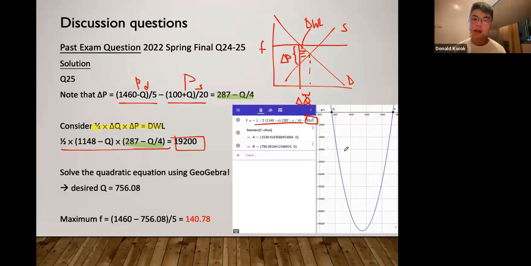Okay, and again, we will have 2 solutions for a quadratic equation, and we should reject one of them. Specifically, we should reject point A because the quantity as suggested by point A is 1,539 point something, which is even greater than the original equilibrium quantity 1148, which is not reasonable under an effective price floor. So we should accept point B, 756.08.